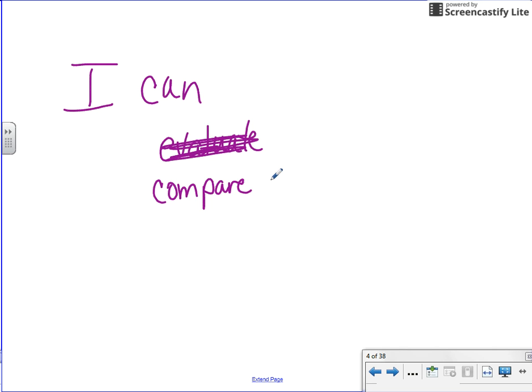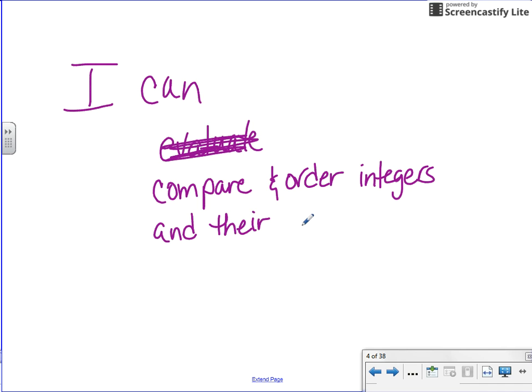That's the first thing we're doing today. Compare and order integers and their absolute values. Okay, there you go. So I can compare and order integers as well as their absolute values. We're going to talk a lot about these things. We've got a few vocab words I want to make sure we have clear, and then we'll get going. It's a lot of examples today, and they'll go pretty quickly.